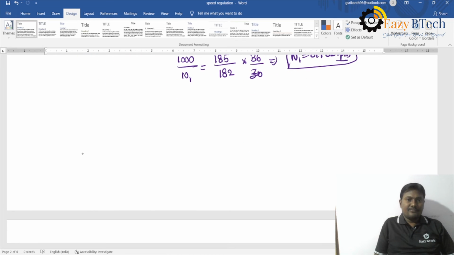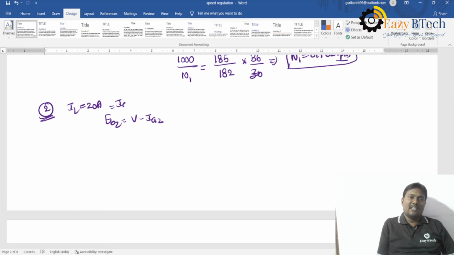Yes. The second question is the motor current is 20 amperes. So EB2 is equal to V minus IA2, this is called the IA2, into RA plus RSC. The supply voltage is 200 minus 20 into 0.5. That should be equal to 190 volts.